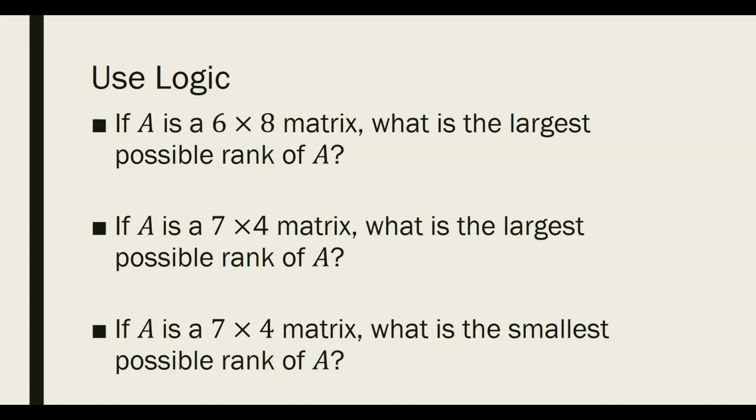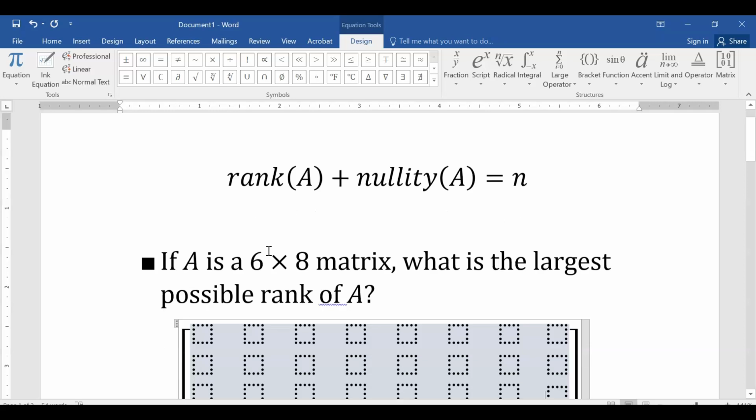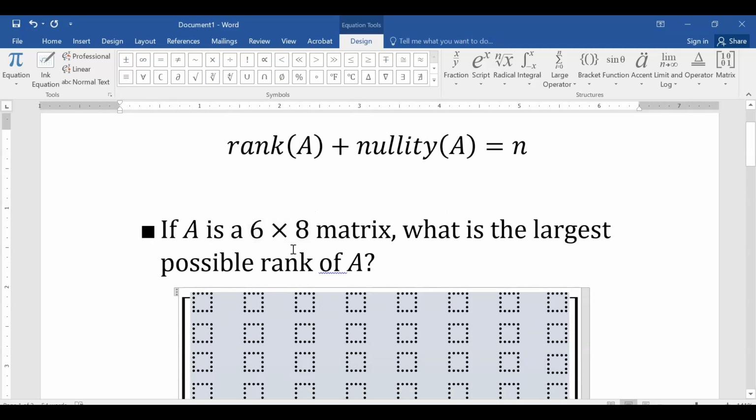Now, these types of questions are a little bit trickier because not only do we have to consider the rank nullity theorem, but we also have to consider the actual size of the matrices themselves. So here's what I mean by that. Let's start out with the first one. If A is 6 by 8, what's the largest possible rank? Immediately your mind may say, well, rank can be all the way up to 8. And that's almost correct, but it actually doesn't work in this situation.